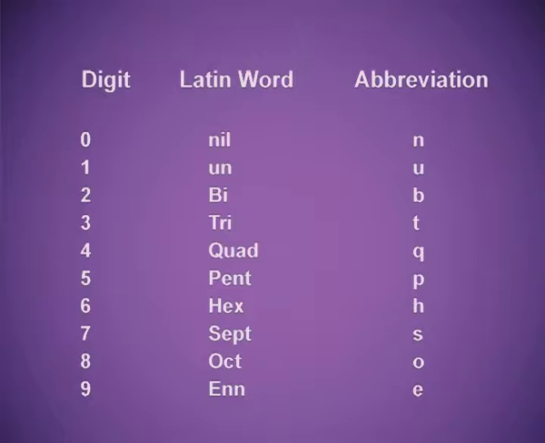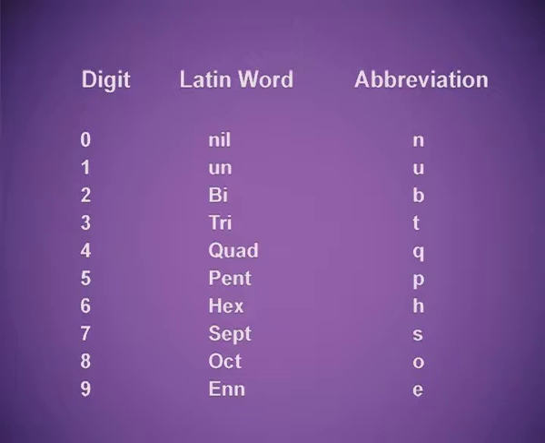For 0, the Latin word is nil, abbreviation is small n. For 1, the Latin word is un, abbreviation u. For 2, it is bi, and the abbreviation is b. For 3, it is tri, abbreviation t. For 4, the Latin word is quad, abbreviation is q. For the digit 5, the Latin word is pent, the abbreviation is p.